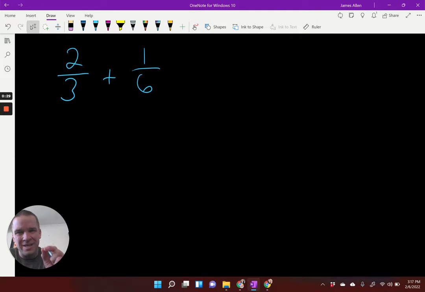So these denominators are not the same. I got to change one of them because I can make that 3 into a 6 by multiplying by 2. But if I multiply that denominator by 2, I'm going to have to multiply that numerator by 2 as well. So 2 over 2, that's 1. Multiplying by 1 does not change the number, right? Anything times 1 is itself.